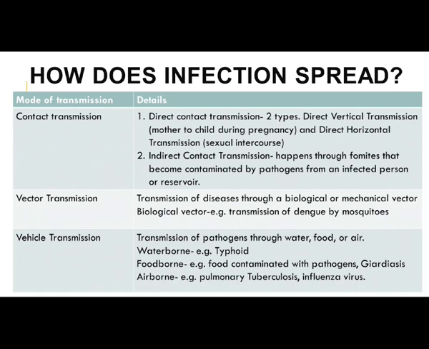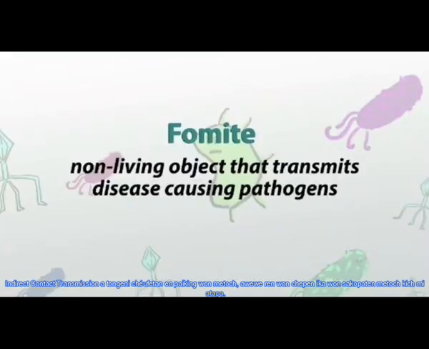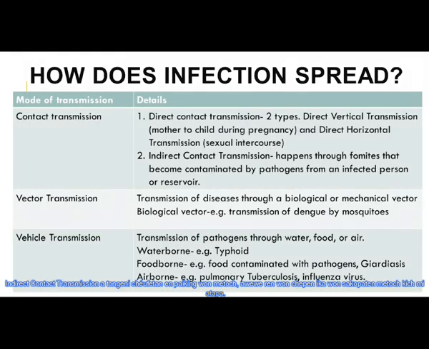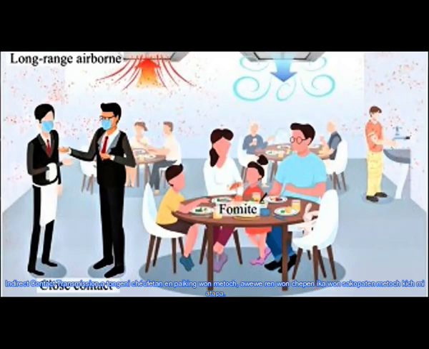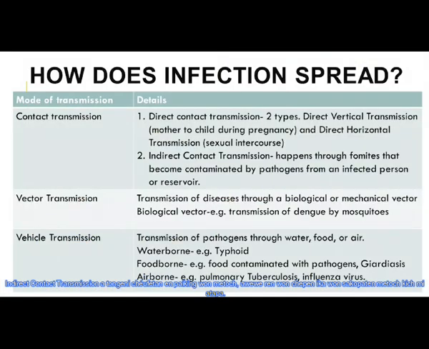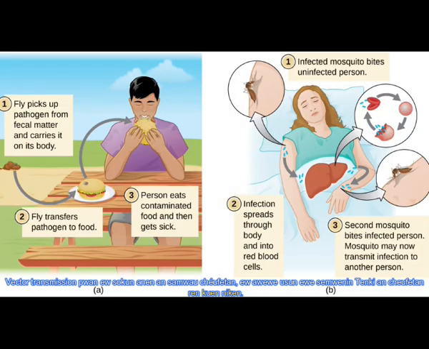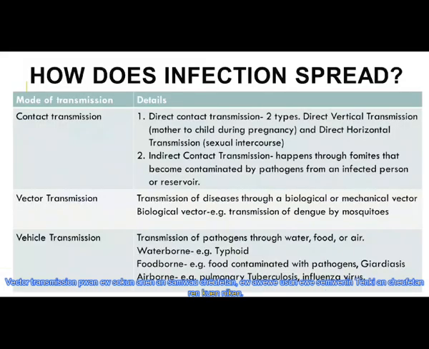And indirect contact transmission happens through fomites that become contaminated by pathogens from one infected person. Examples of fomites can be a table surface, the high touch areas that everybody is exposed to. Vector transmission is another mode of transmission of diseases, through a biological or mechanical vector. An example of a biological vector is transmission of dengue by mosquitoes. So mosquitoes are the biological vectors.